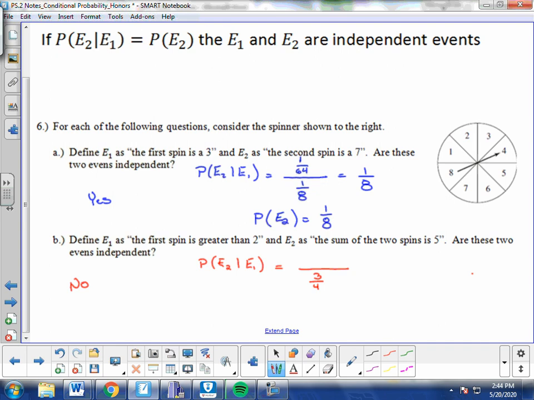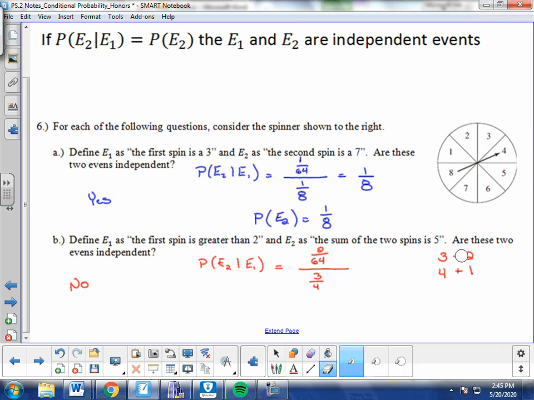So the first spin greater than 2, if I spin a 3 and spin a 2, that would give me a sum of 5. If I spin a 4 and then spin a 1, that would give me a sum of 5. If I spin a 5, it's going to go over and everything else will go over. So there are only two ways: first, a spin that is greater than 2, and second, a sum of the two spins being 5. So this would be 2 out of, remember there are 8 chances on the first and 8 chances on the second, so 2 out of 64. If I wanted to reduce that, 1 over 32.